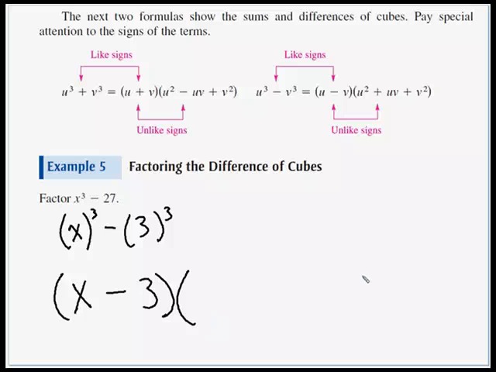And then I set up for my trinomial. The first term squared would be x squared right here at the beginning. My second term is a 3. If I square that, I get 9, and that goes at the very end. My middle term are these multiplied together. 3 times x is 3x. If this is a minus sign, I flip it to a plus here, and the last one is always a plus. Can we factor this any farther? Absolutely not. We're done.